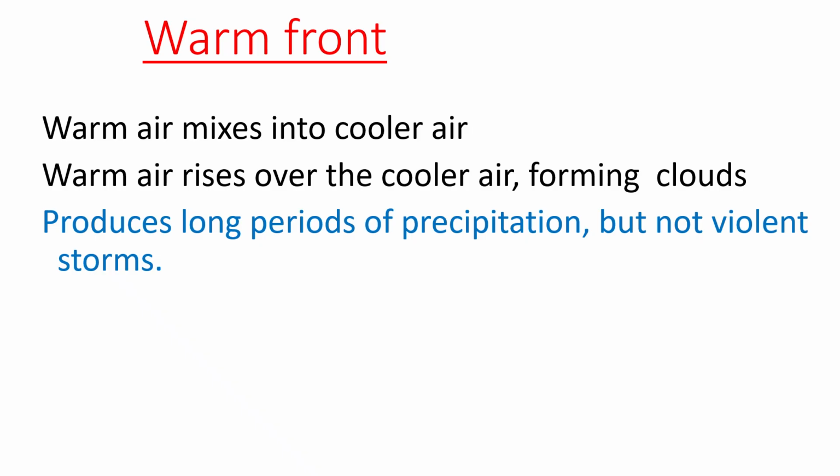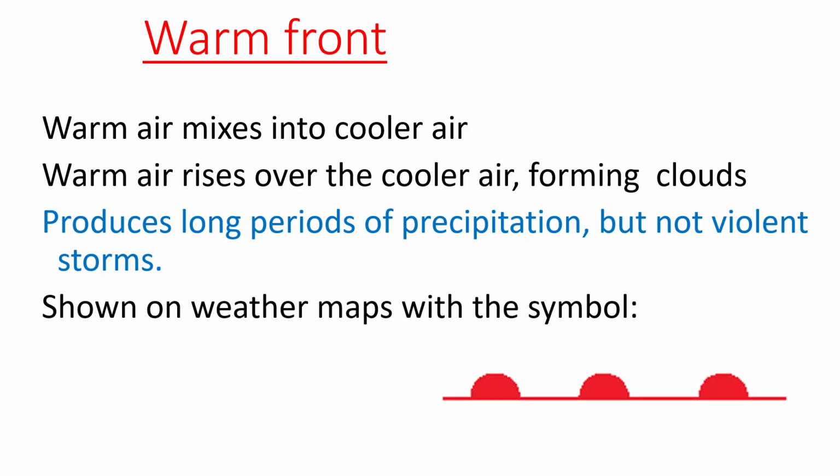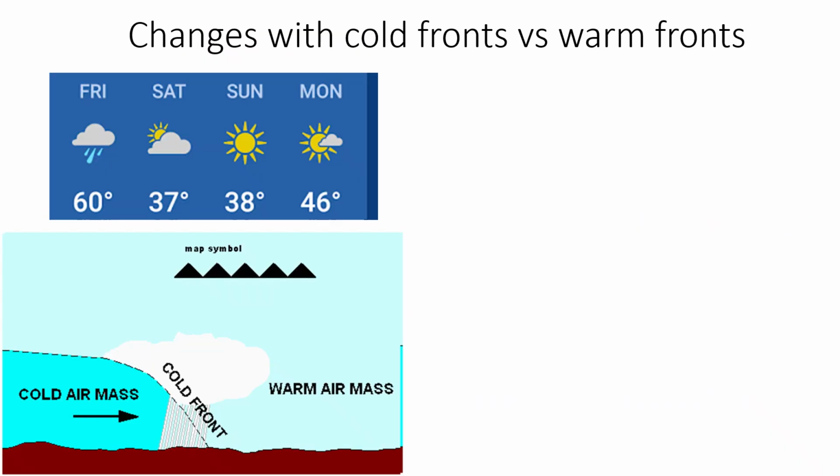The difference with the precipitation is you don't get storms. You get longer, slower, easier precipitation, but you don't tend to get storms. And they are shown on a weather map. Notice the color tends to be in red because we're talking about warm air coming in. So that's why we color those red, whereas cold fronts are colored in blue.